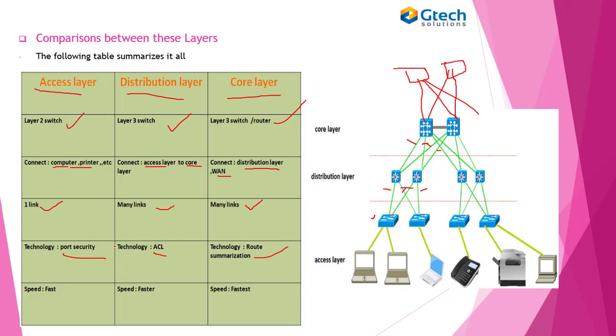Considering the speed at the various layers, the speed at the access layer is fast, at the distribution layer is faster, then at the core layer is fastest. I hope you understand the differences. This table is very important because it summarizes whatever we have discussed earlier, considering this diagram. So let's see what we have next.